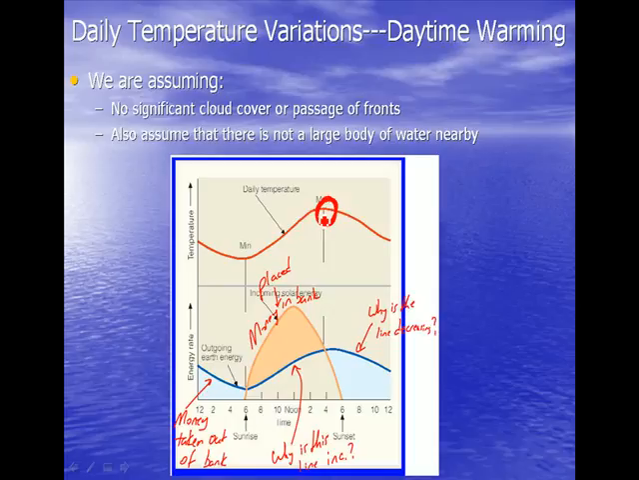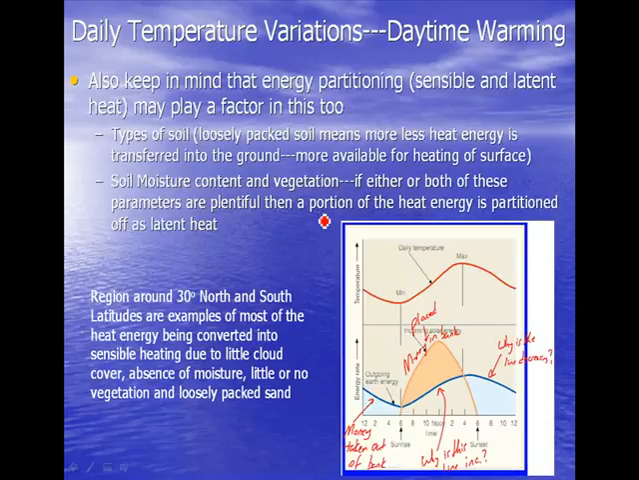And so that impacts. You remember we were talking about partitioning of energy. Do we use that energy coming in from the sun for sensible heating, which would raise the temperature, or do we use it for evaporation, which would be latent heat? And that's what I've mentioned here, just the idea of energy partitioning. Also keep in mind the types of soil moisture content, and vegetation. Any of these can help to partition it off in terms of sensible and latent heat energy.